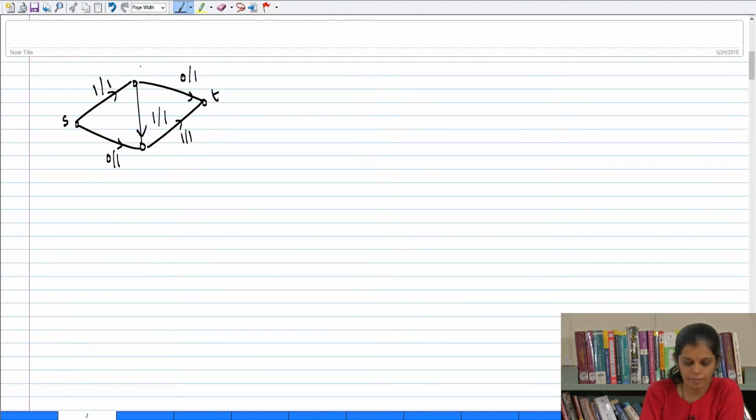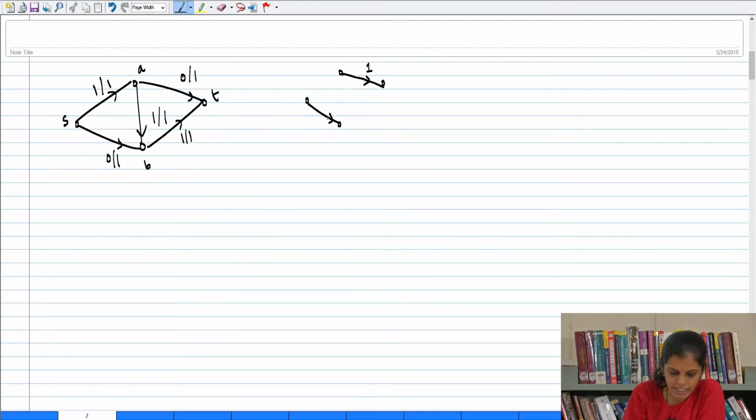Right. So let us compute the residual network with respect to this according to my new definition. So what will I do? Will the S to A edge survive? No. And I said that if it doesn't survive, just don't worry about it, so I will have nothing. What about A to T? Will it remain? It will remain, because I did not send any flow. So I would send 1, it will have a residual capacity of 1.